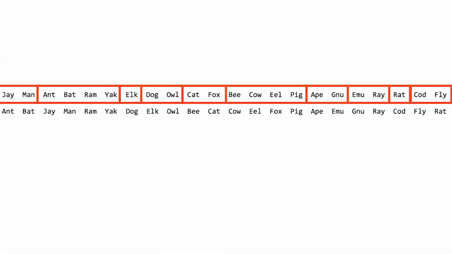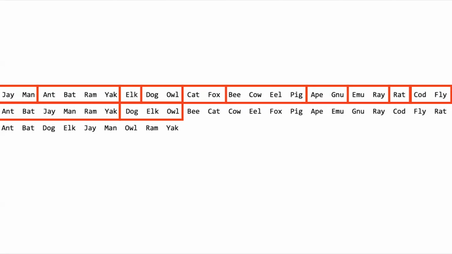Now notice there's more than 2 sublists on the row above, therefore I have to do another round. The next round: ant, bat, jay, man, ram, yak, okay. It's really easy to find these because there's just 2 sublists right above it. And then dog, elk, owl. Let's see, ant goes first, and then bat, and then dog, and then elk, and then jay, and then man, and then owl, and then ram, and then yak.